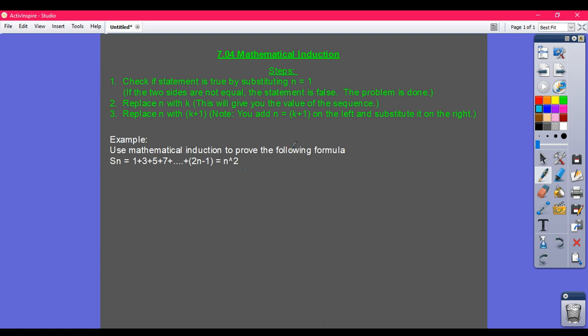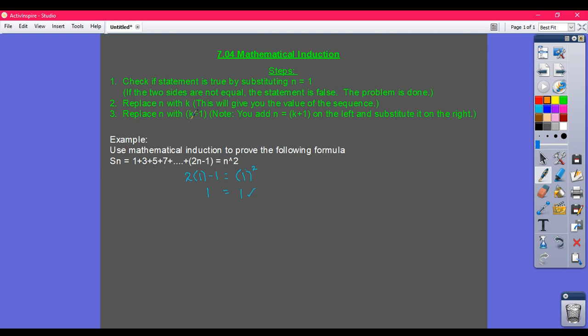So we always start off by checking if the statement is true, because if the statement is false, you don't have to continue with the other two steps. So starting with checking if the statement is true, I'm going to replace the n with just 1. So given the example below, I'm going to replace the n in 2n minus 1 with 1, and equals n squared, I'm going to write 1 squared. So here I have 2 times 1, which is 2, minus 1, which gives me 1, equals 1 squared, which is also just 1. So since this statement is true, I'm going to proceed with the other two steps.